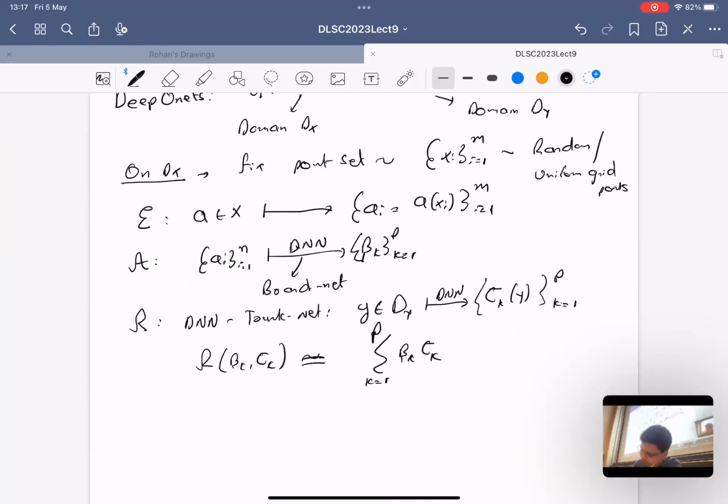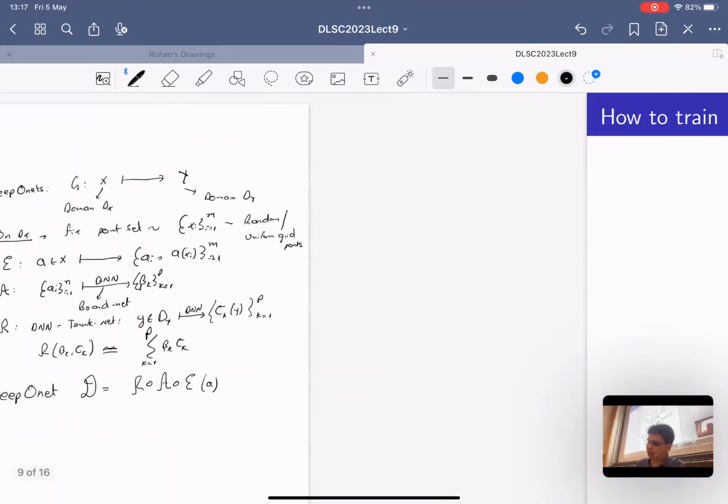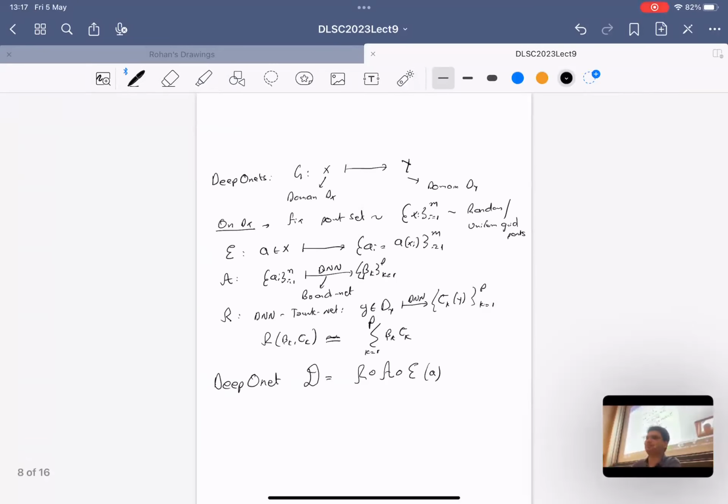Okay, and the DeepONet D is just the composition of these three mappings, E, A, R, of any input a. So this is going to be the approximation. At the algorithmic level, I now have two deep neural networks instead of one deep neural network, and I also have these point sets and so on. So is the architecture clear? How I'm going to train, I have a full slide on that, or I'm going to write a full slide on that. But before even going to the training process, is the architecture clear?